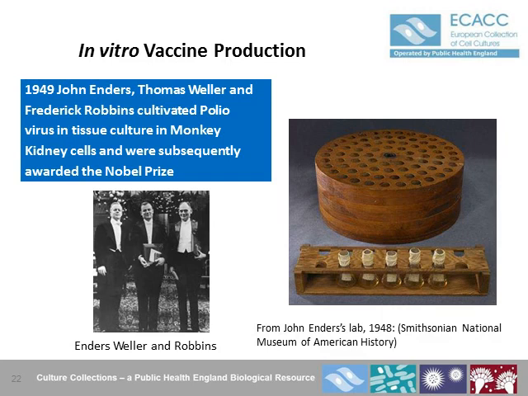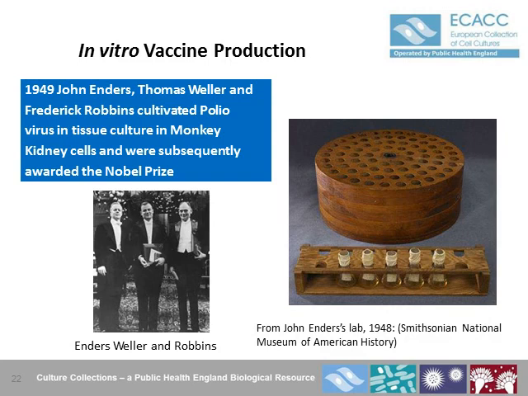A major breakthrough came in 1949 when John Enders, Thomas Weller and Frederick Robbins cultivated poliovirus in tissue culture using monkey kidney cells. The team was subsequently awarded the Nobel Prize. Their original intention was to cultivate chickenpox virus, but they found virus growth in their negative controls, and almost by accident they had cultivated poliovirus that could then be taken forward into a vaccine.